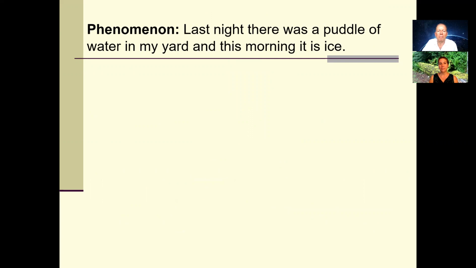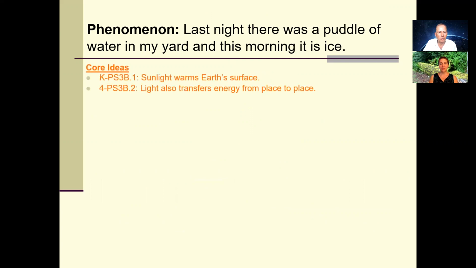So here's a phenomenon. Last night I went outside, there was a puddle of water in my yard, and this morning it turned into ice. So how can we use core ideas to construct an explanation for this? Let's start with 2 core ideas on this slide. The one about sunlight warms the earth, and the other one about light, in this case sunlight, that can transfer energy from place to place.